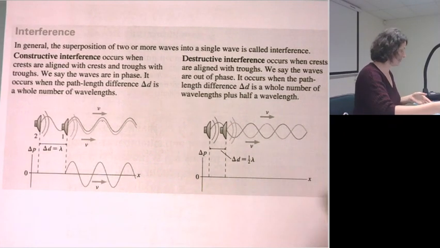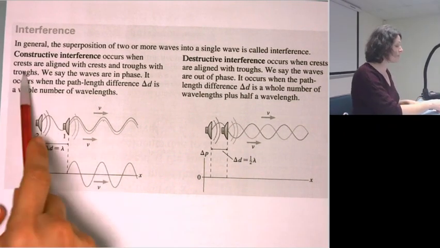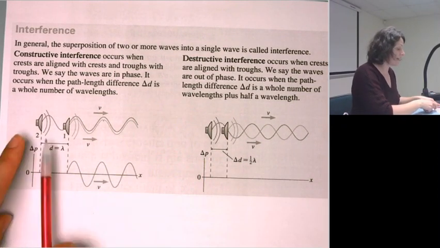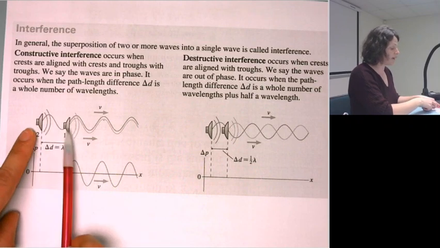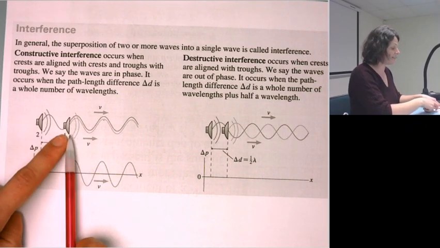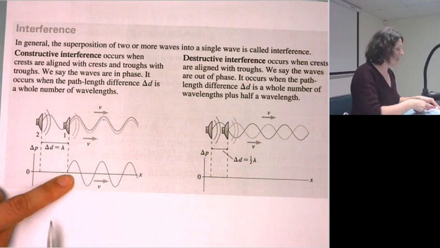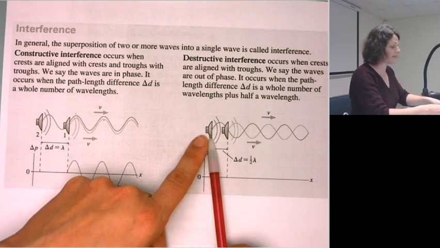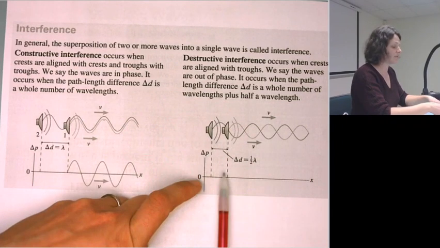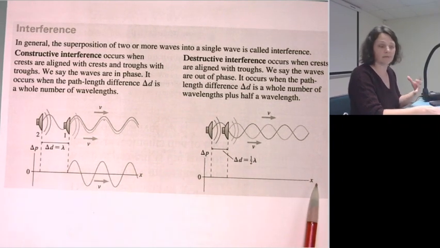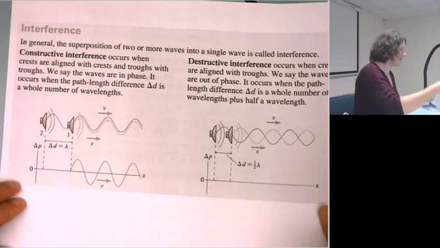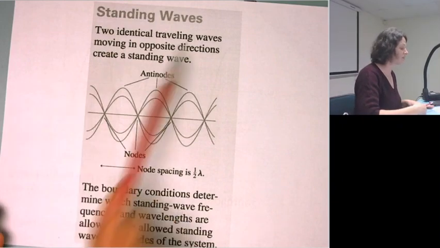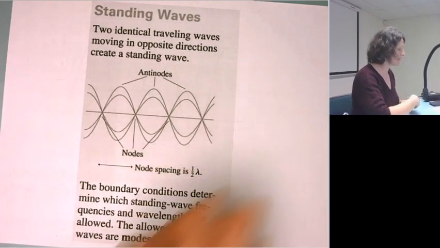And we talked about interference. Superposition of two or more waves into a single wave is called interference. I did this as a demo where I had two waves that were in phase with each other. They would add together to make it loud. When two waves were out of phase with each other, so they happened to be lined up so that they destructively interfered, then when you add them together, it was soft.